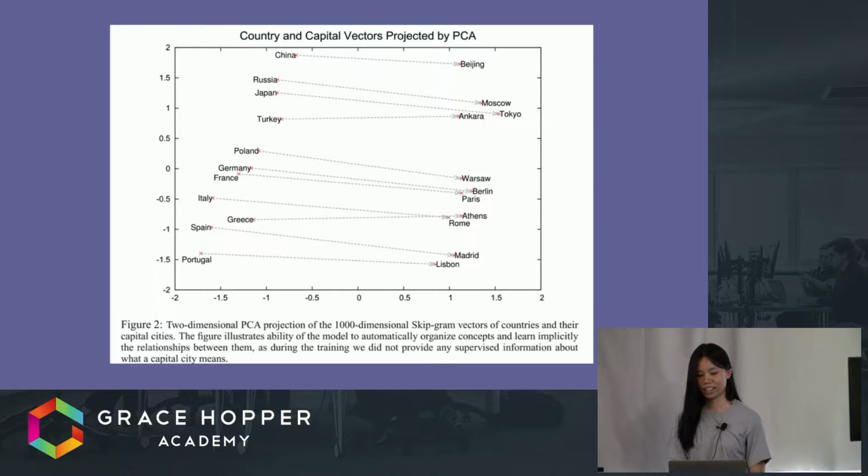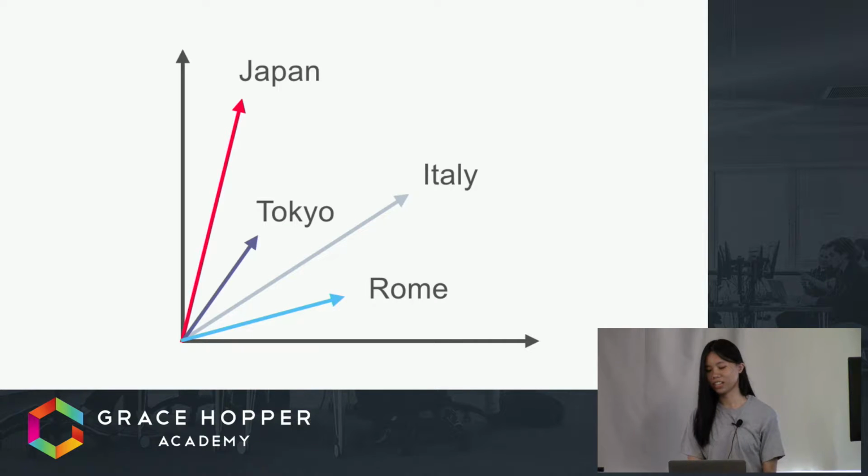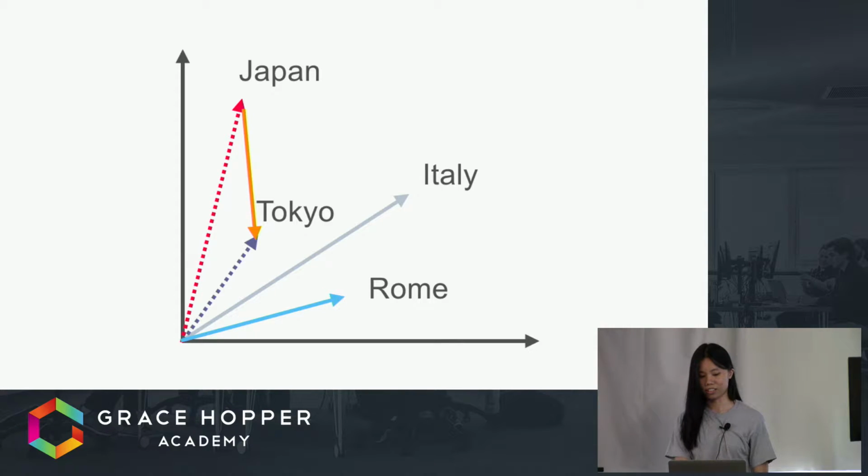You can see here, country and capital, all the vectors are pretty much parallel to each other. And this lets you do cool things like adding and subtracting them to create analogies, to fill in the blanks of analogies. Here we have Japan is to Tokyo. You can subtract the vector and then add the Rome vector, and you'll find Italy.